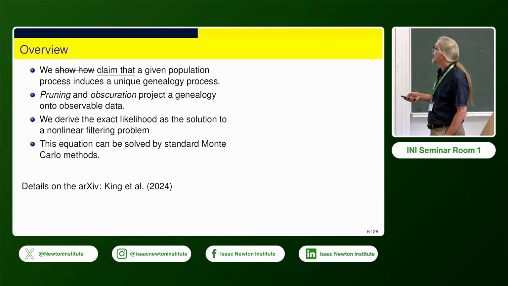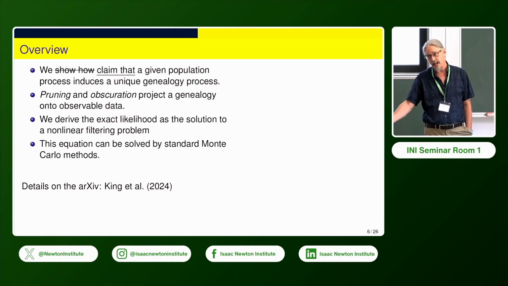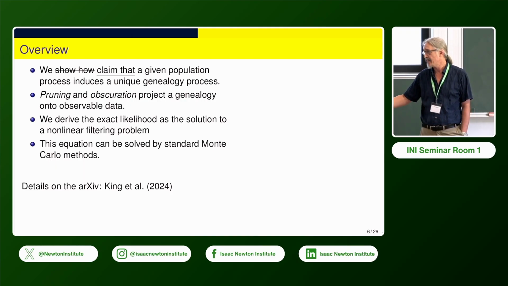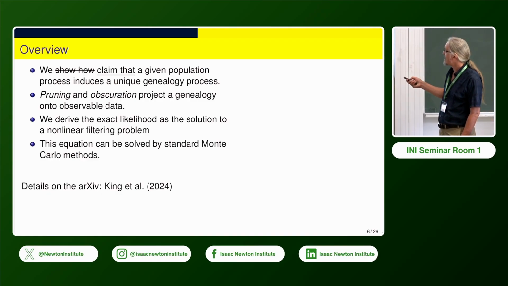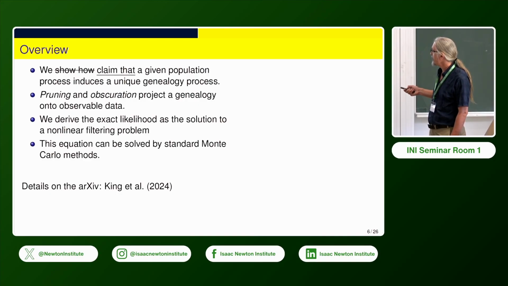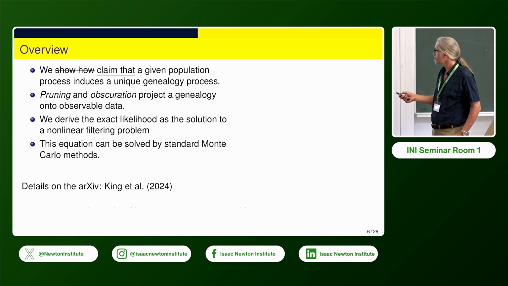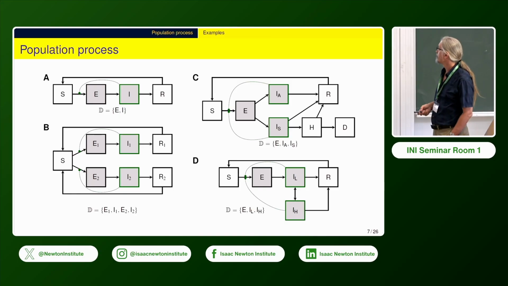So in the interest of time, I'm not going to show you this first piece. I'm just going to claim that a stochastic dynamic transmission model induces a unique stochastic process on the space of genealogies. I'm going to show how you can project that down onto observable data, and I'm going to present a couple of theorems that show what the likelihood looks like. The full details are in an arXiv paper.